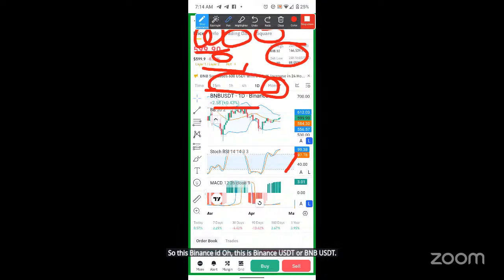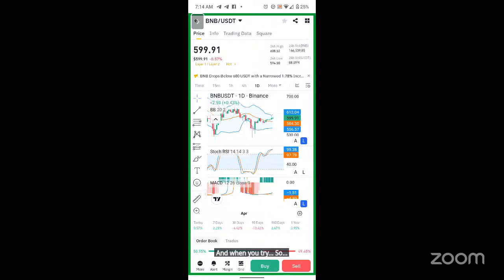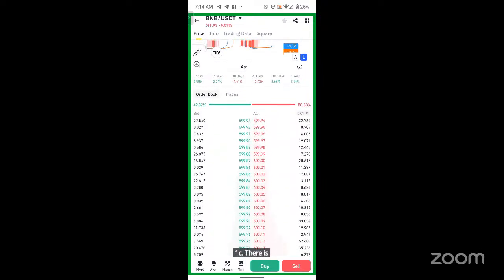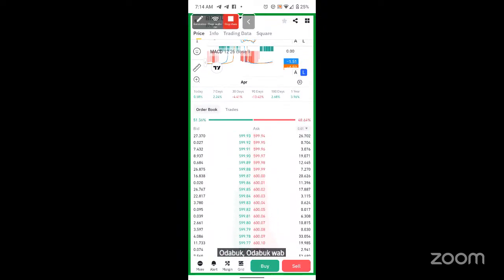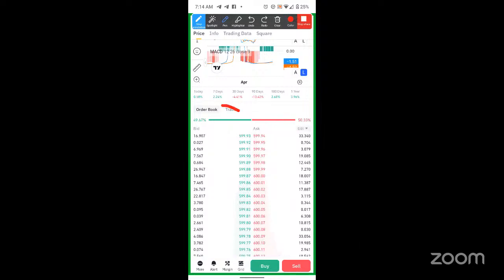And when you scroll down here, there is an order book. For this coin to have liquidity, it should have buyers and sellers. These are buyers and these are sellers.